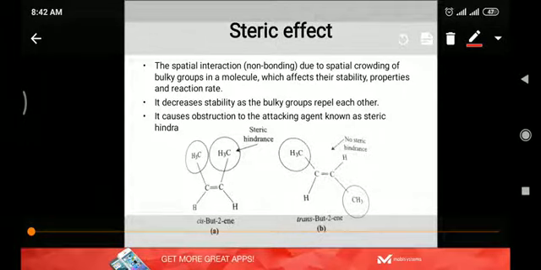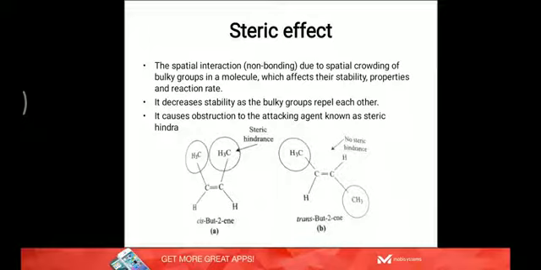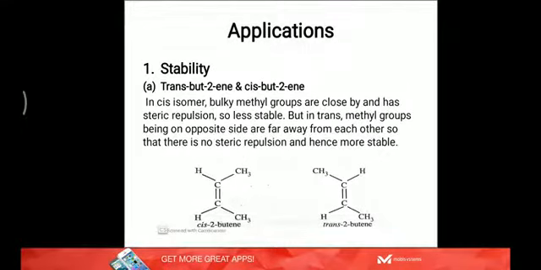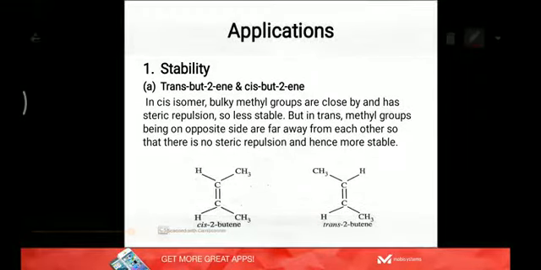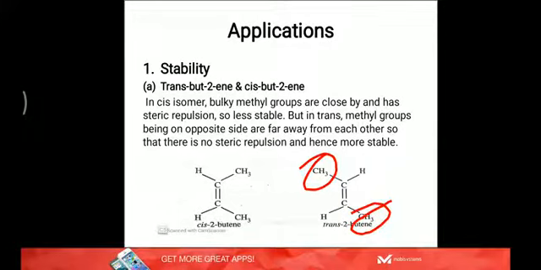Okay, so steric effect has a lot of applications. We take a few applications. One is in explaining stability of isomers, another one acidity and basicity, and then reactivity. The first application is in predicting stability of isomers. The first example is the same one we discussed previously, the cis and trans isomer. Between cis and trans isomers of but-2-ene, trans is more stable because the two methyl groups are on opposite sides. There is no steric repulsion, but in cis isomer they are very close and there will be strong repulsion between the methyl groups. It is less stable.